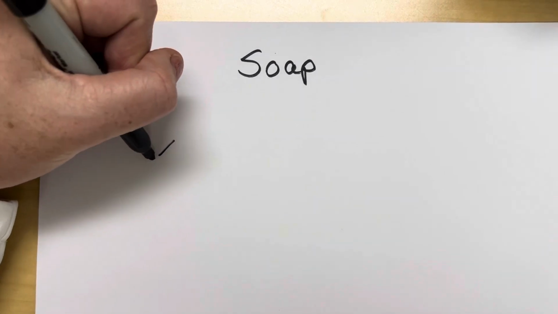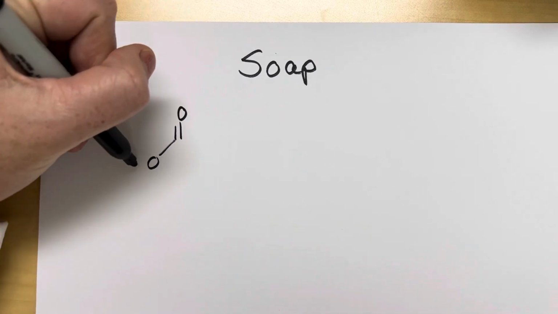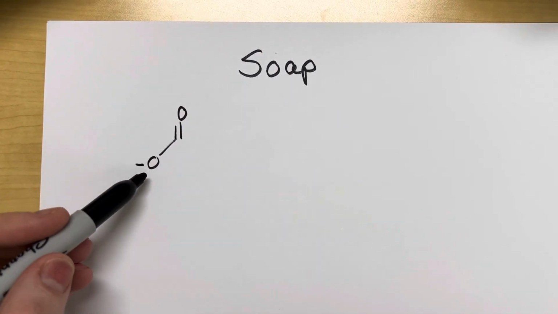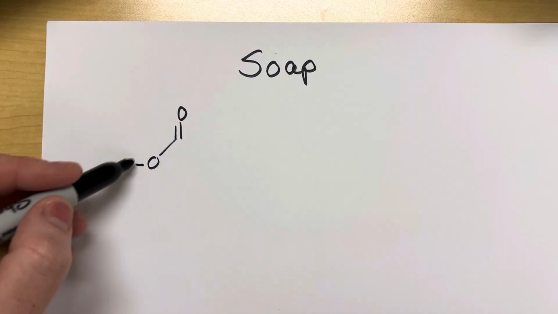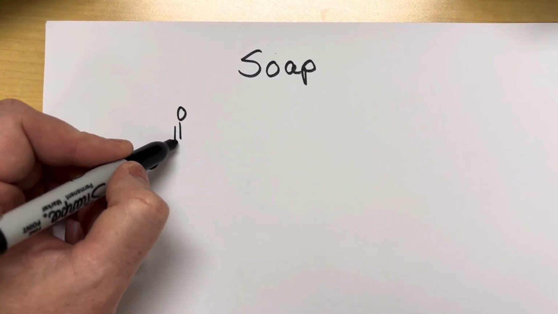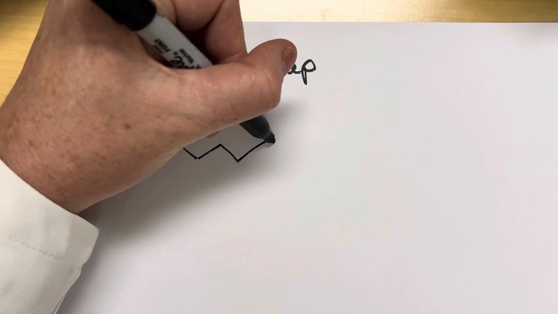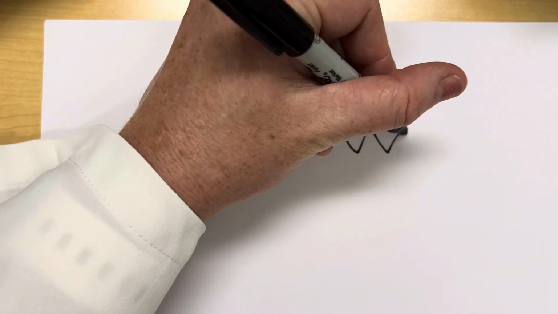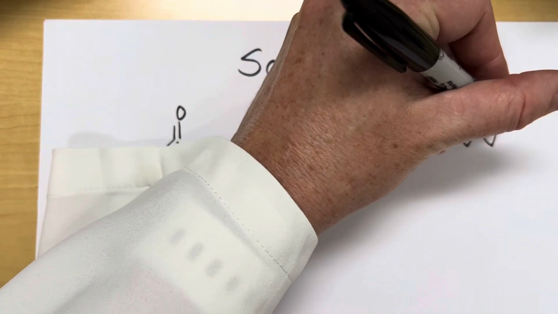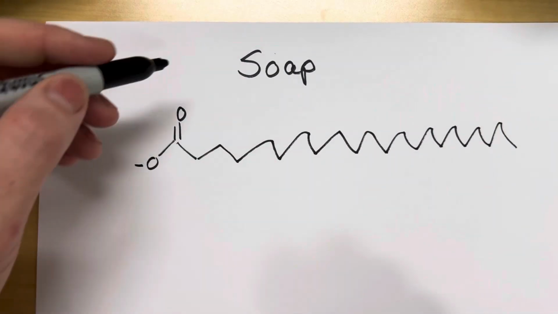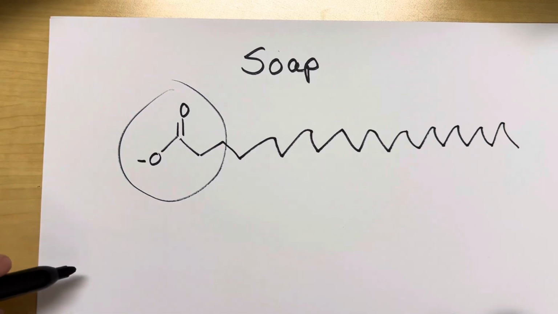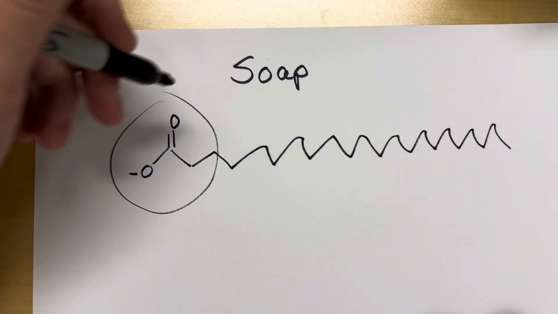So if you have some kind of carboxylate, this is a carboxylic acid, but without this, it's called a carboxylate ion. And let's say you've got a ton of nonpolar stuff. I don't care how long this goes out, it can go forever, and I wish I had better handwriting. But it goes out like this, right? Forever and ever and ever and ever. This part over here is going to be really, really soluble.